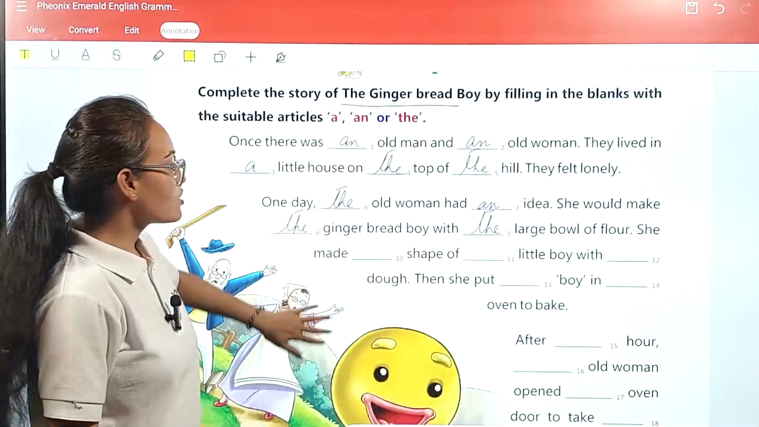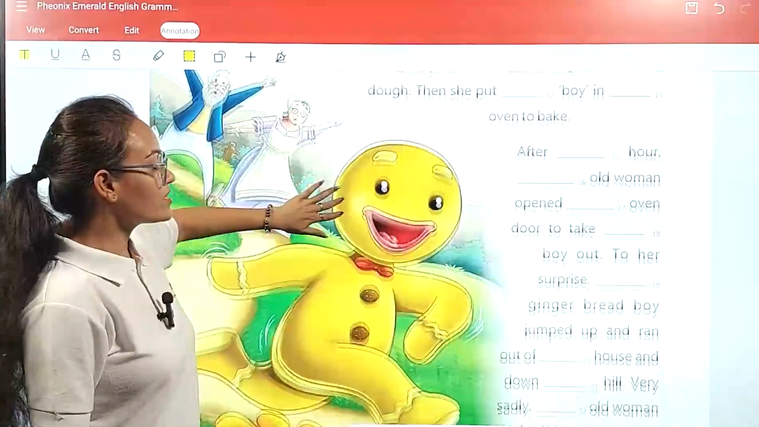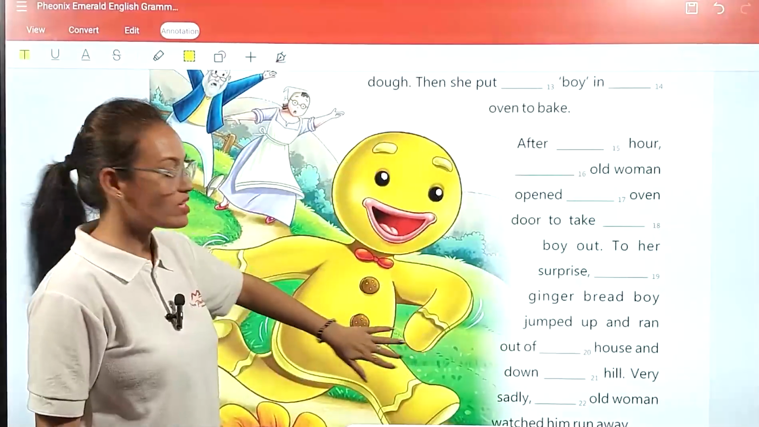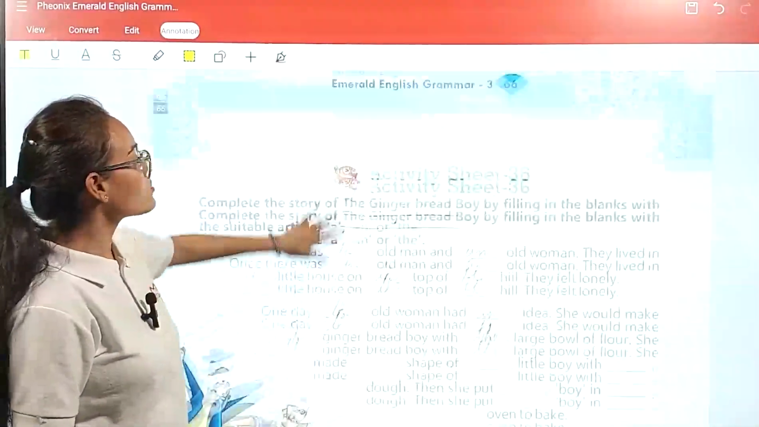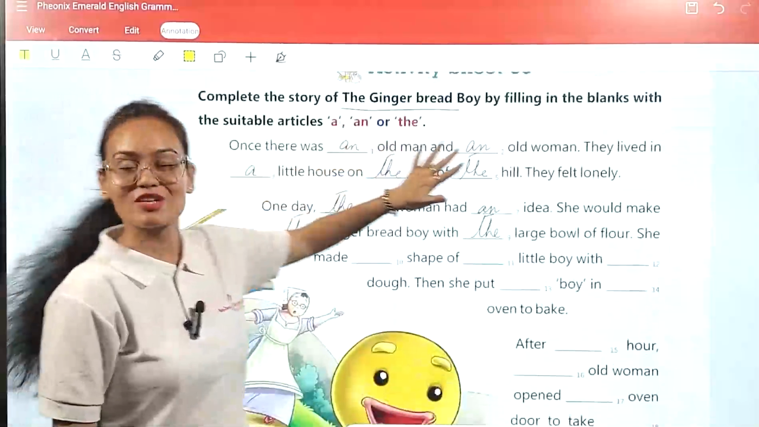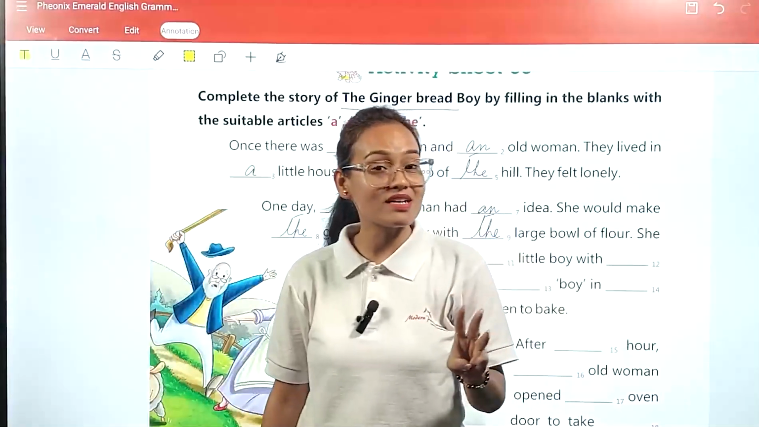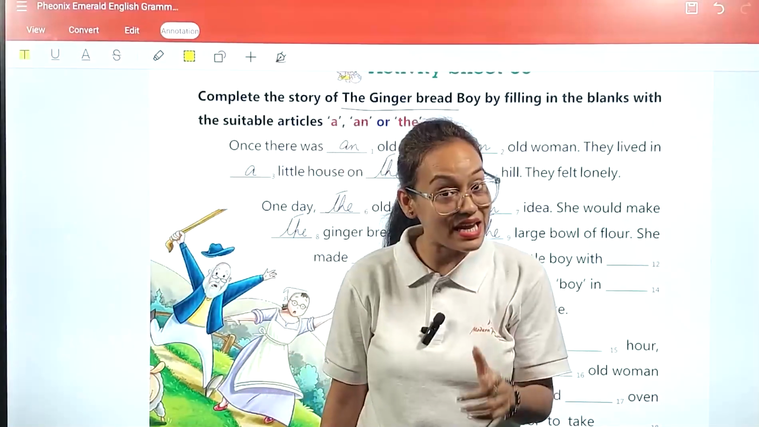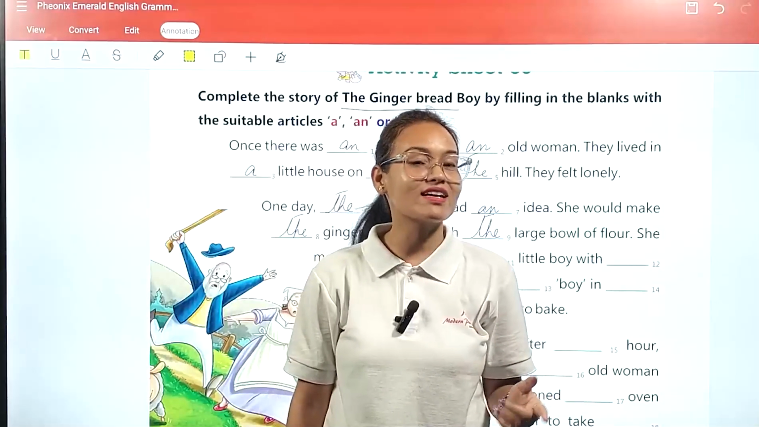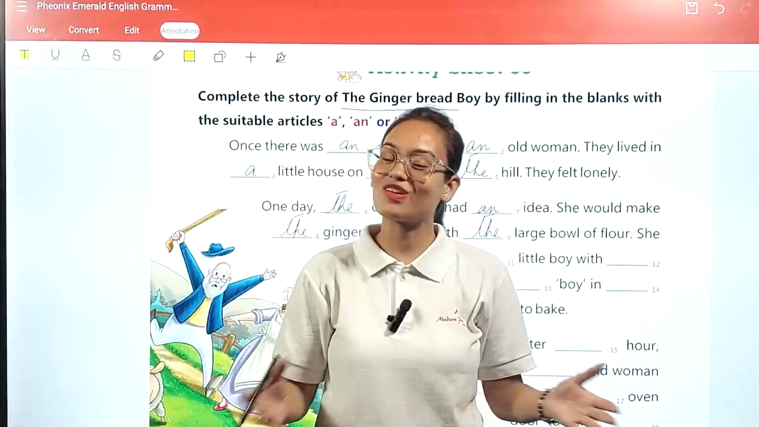So the rest of the story, my dear students, you have to complete on your own. Although it is a little bit lengthy story, you can complete it on your own. In this way, we have completed our chapter number 10, which is based on articles. Remember, articles are divided into two parts, definite article and indefinite article. Indefinite article contains a or an, and definite article contains the. Now what you have to do, just go thoroughly through this chapter and complete all the remaining exercises.